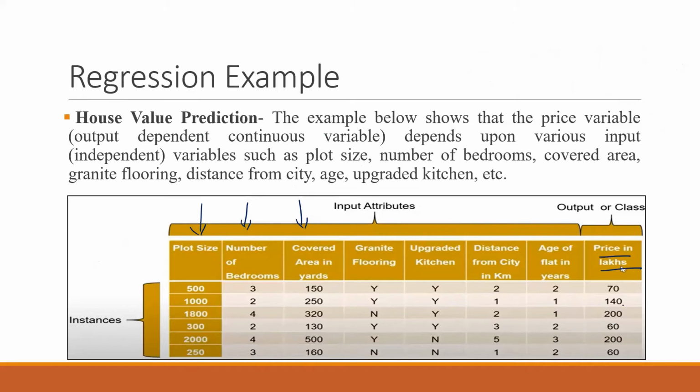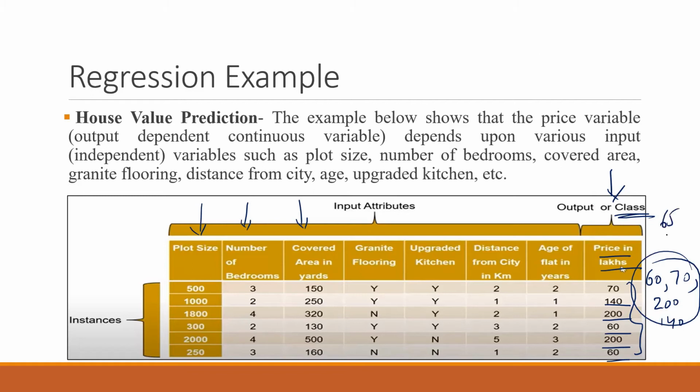70 lakhs, 1.4 crore, 2 crore, 60 lakhs, 2 crore, 60 lakhs. So multiple numbers are there. Now this is my output. So you can say that it is class, because in this case there are only limited numbers: 60, 70, 200 and 140. There are only 4 types of prices.